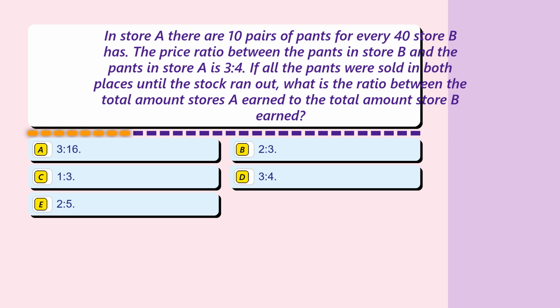Option A, 3:16. Option B, 2:3. Option C, 1:3. Option D, 3:4. Option E, 2:5.